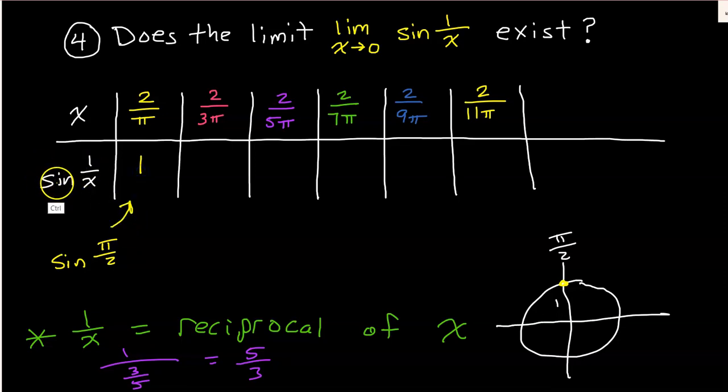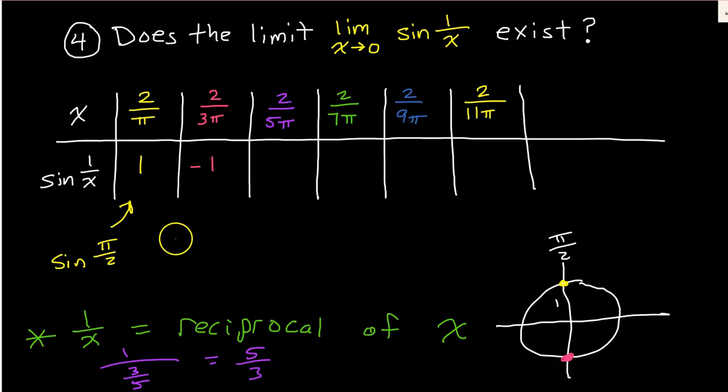So the sine of 1 over x, in this case, is the sine of pi over 2, which is 1. Now, what about the sine of 3 pi over 2? Well, this is 1 pi over 2, 2 pi over 2, 3 pi over 2 would be right here. The y value at this position is -1. So this would be -1.